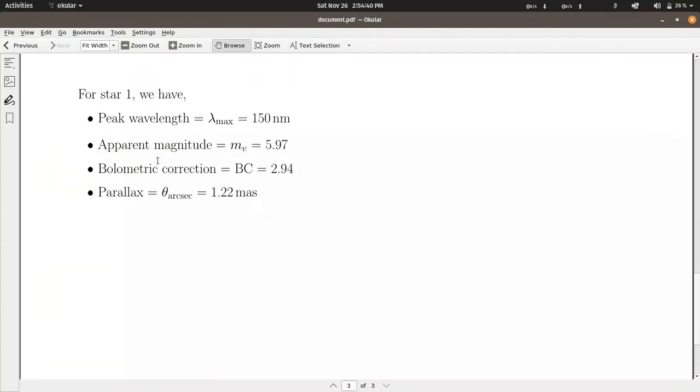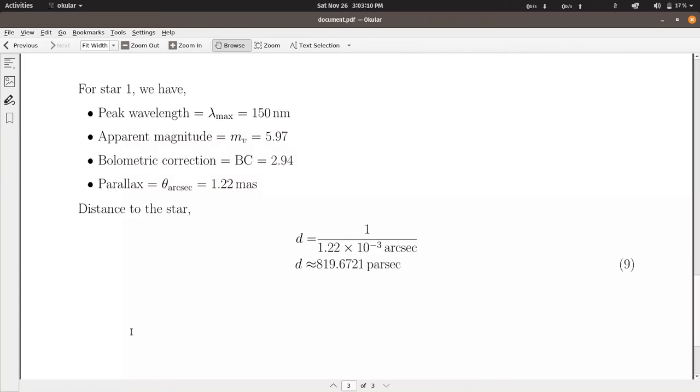So here we have the values for the first star that we are going to do calculations for. We have the peak wavelength, the apparent magnitude at 5.97, bolometric correction at 2.94, and parallax at 1.22 milliarcseconds. So the distance to the star comes out to be 819.67 parsecs, which is quite far away actually.